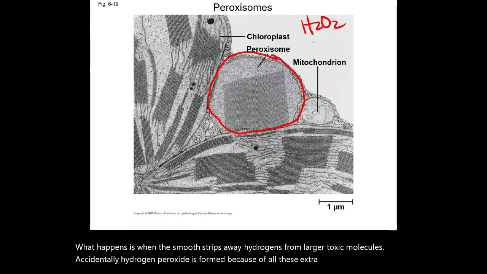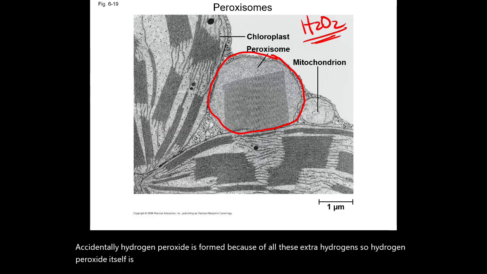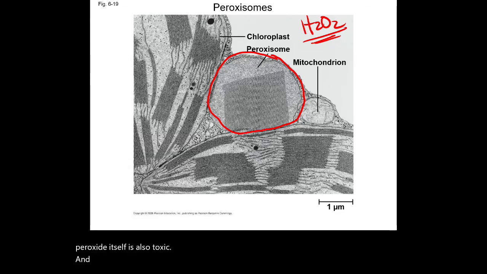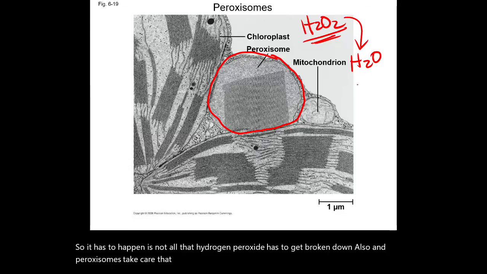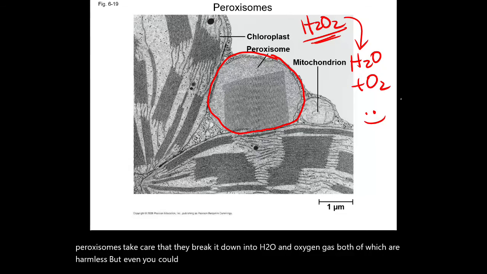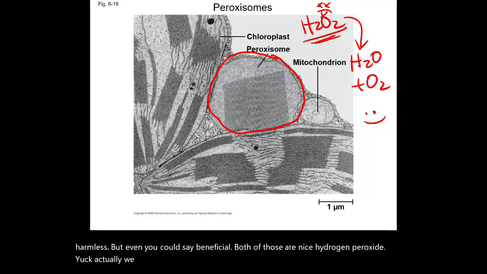So hydrogen peroxide itself is also toxic and can kill cells. So now all that hydrogen peroxide has to get broken down also. And peroxisomes take care of that. They break it down into H2O and oxygen gas, both of which are harmless, and you could even say beneficial. Both of those are nice. Hydrogen peroxide, yuck. Actually, we could do the Mr. Yuck guy. And the enzyme that takes care of that, we already know.